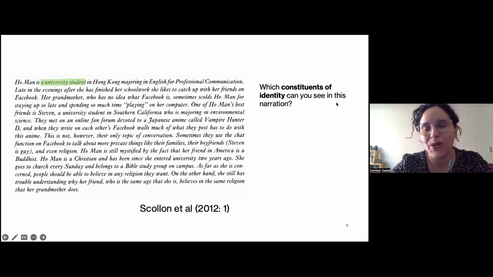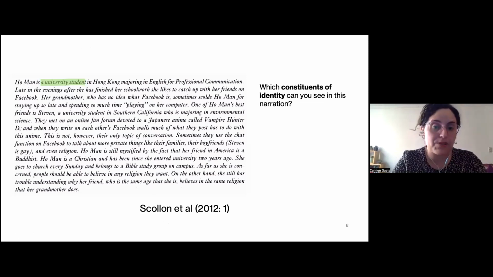Nowadays, people stay in university longer than perhaps 20 or 30 years ago, but still, your identity as a university student is, of course, not permanent. You cannot be a university student all the time, or your whole life. It's very expensive as well, right? So that's one of the aspects of identity that we can see here, institutional, temporal as well.